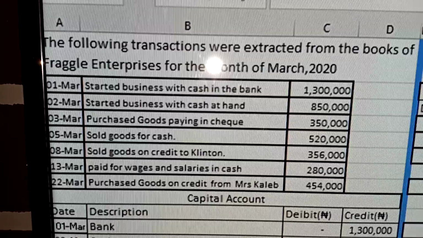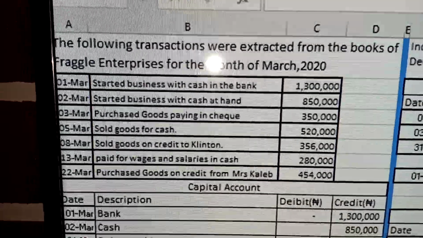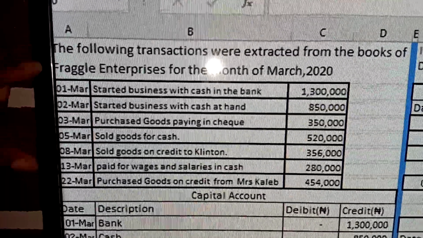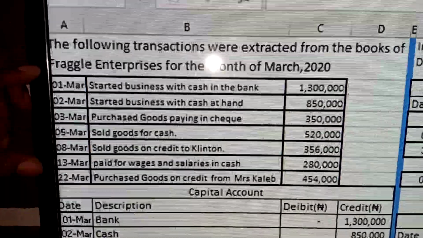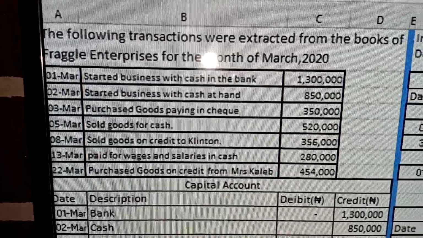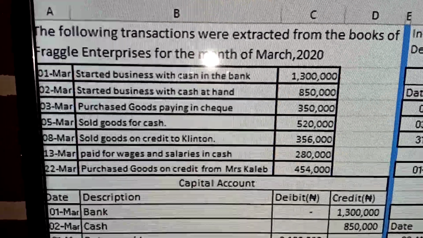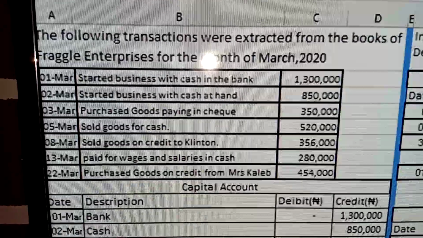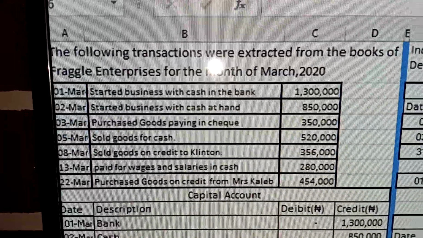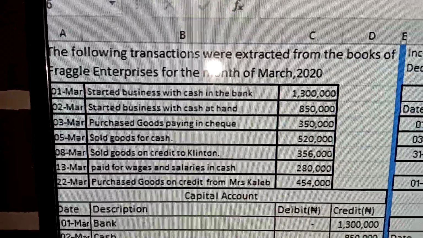Now, having understood that summary, we should be able to quickly solve this question. We already have classes on double entry application for assets, liabilities, income, and expense. You can go back to that class to quickly understand the approach. So let's go.